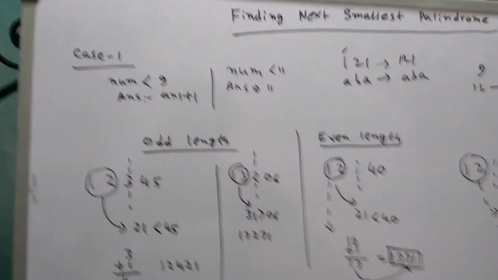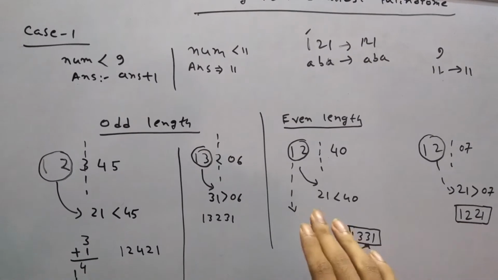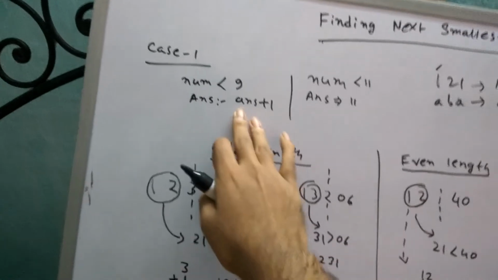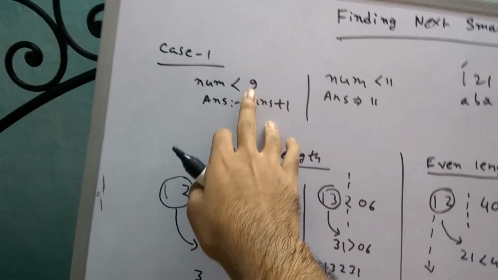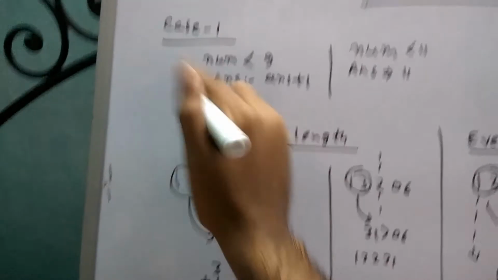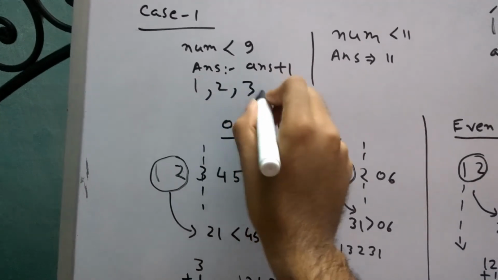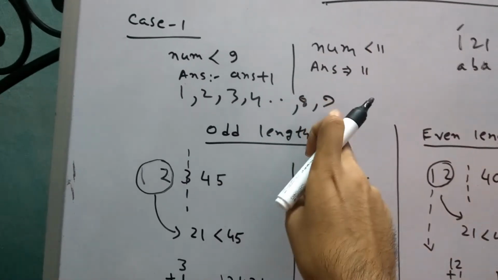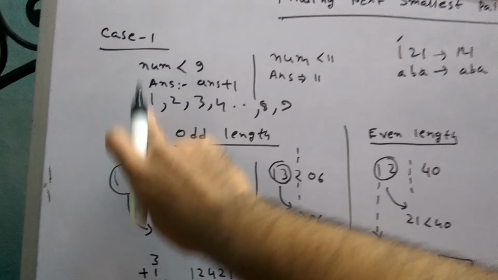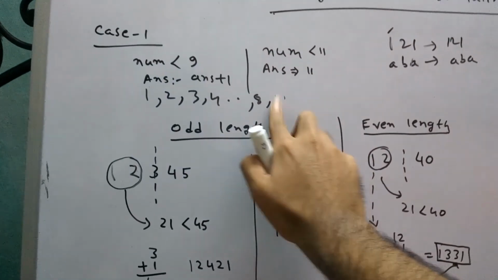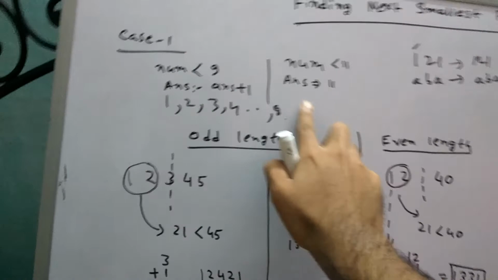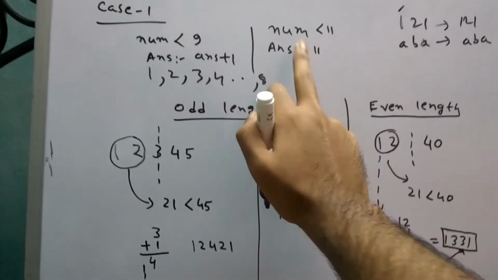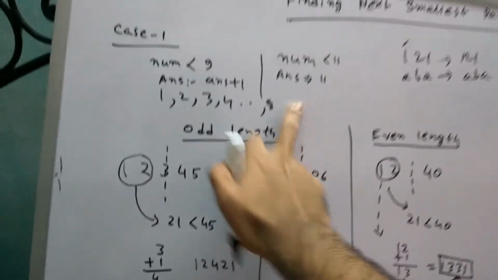To solve this problem, we have to know all the cases which are possible as an input. Let me go through the first case. Here the input can be smaller than 9, which means it can be 1, 2, 3, 4, and so on up to 9. Whatever we input which is less than 9, we need the next palindrome. If we reverse a single digit number, the output would be that number itself. So any single digit number is a palindrome of itself.